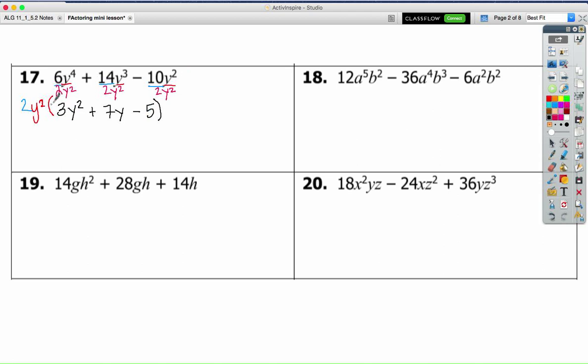We just saw what was shared amongst the terms and pulled them out. So if you wanted to double check yourself, you could distribute it back out and see if you got the original problem, and then you would know if you factored the problem correctly or not.